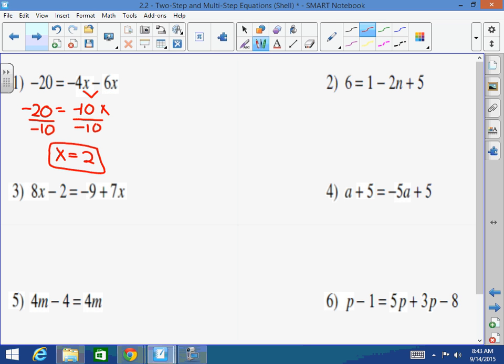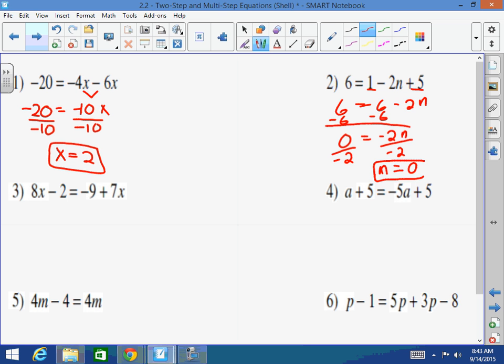Number 2, I don't have any distributive property, but I do have like terms to combine on one of these sides. So I've got 6 equals 1 plus 5, which is 6, minus 2n. Subtract 6 from both sides. 0 equals negative 2n. Divide by negative 2, and n equals 0. Remember, 0 divided by any number is 0. If I have a 0 in the denominator, that's undefined.